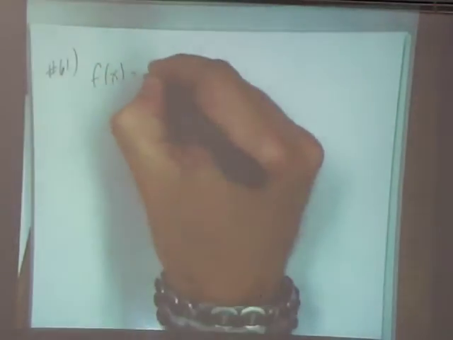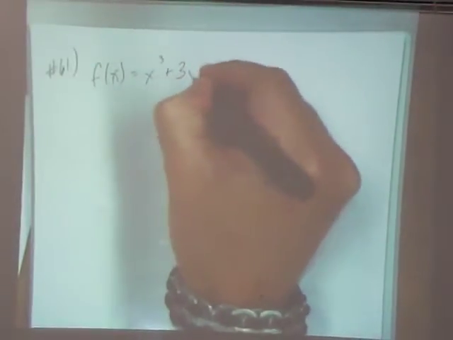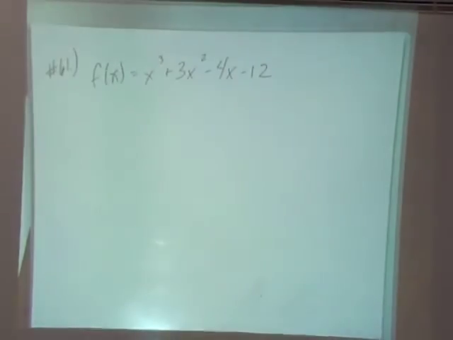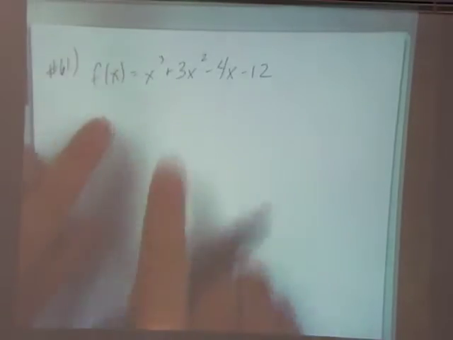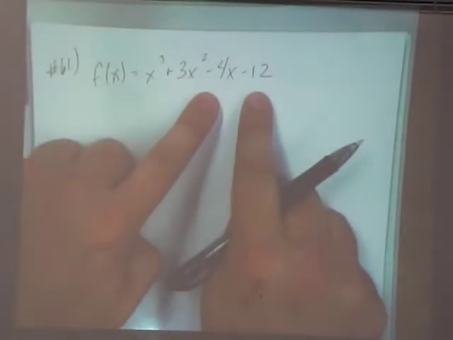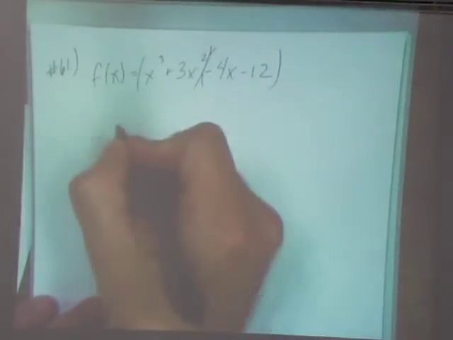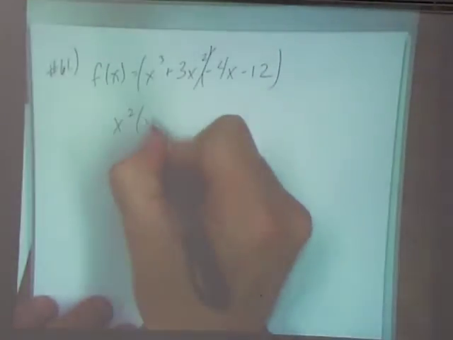All right, number 61. Find the zeros. What we got? All right, so I've got a polynomial with 4 terms. What do you think? Group it? Can we group it? Will it work? What's the ratio? 1/3. 1/3 is going to work. Let's do it. So I can pull out an x squared. That leaves x plus 3.